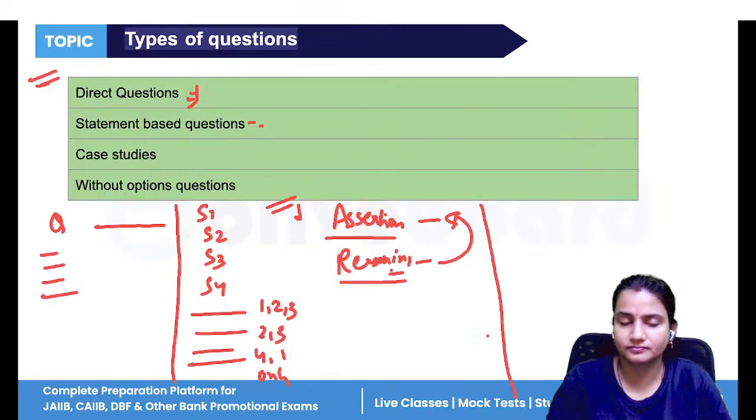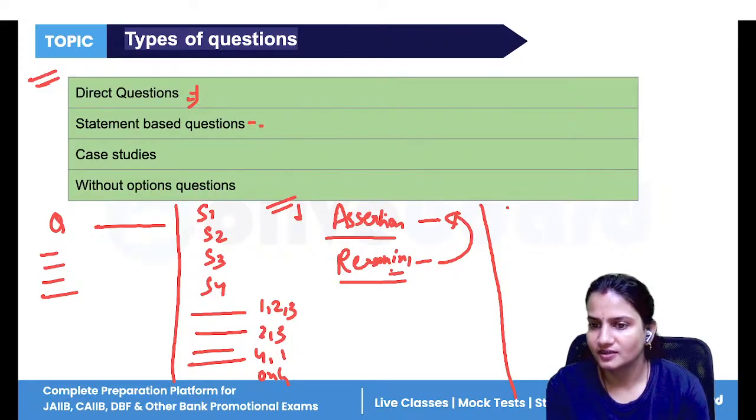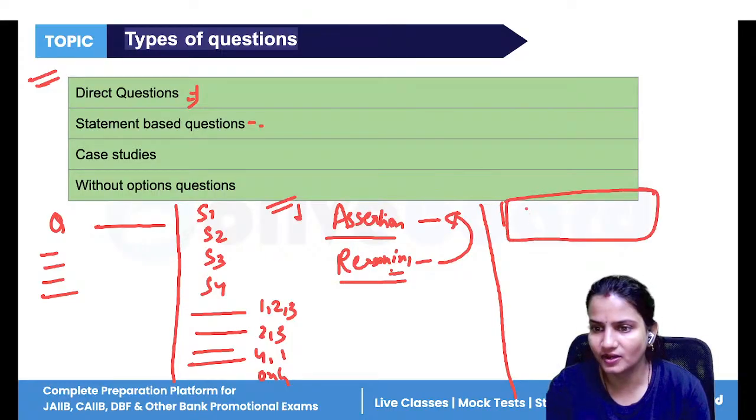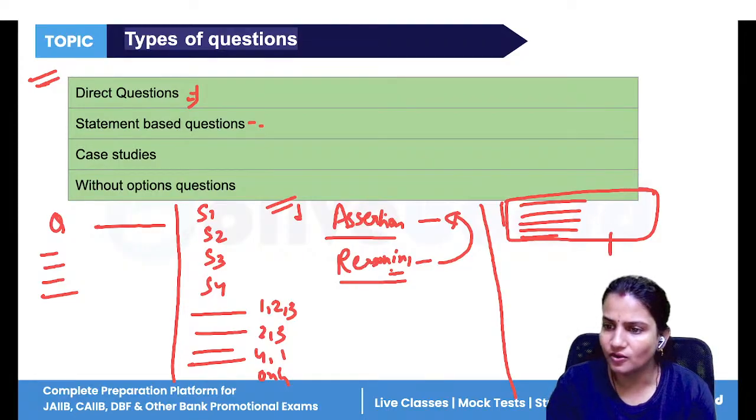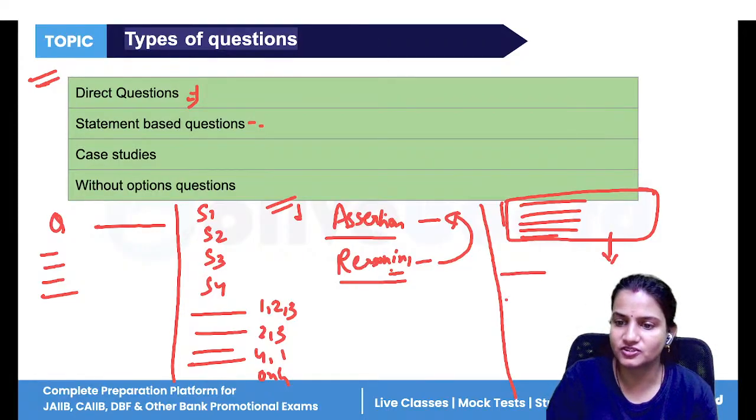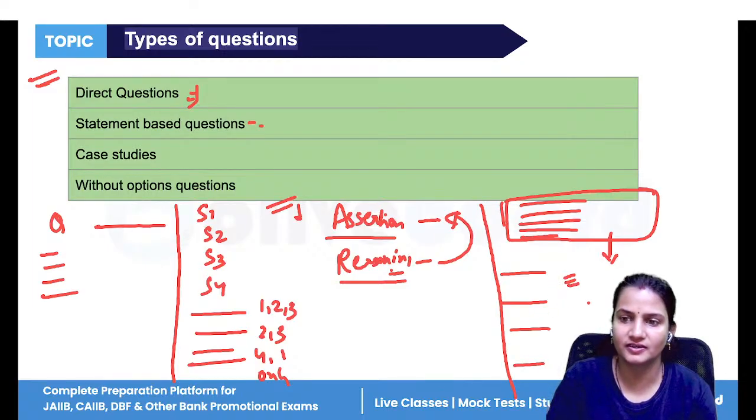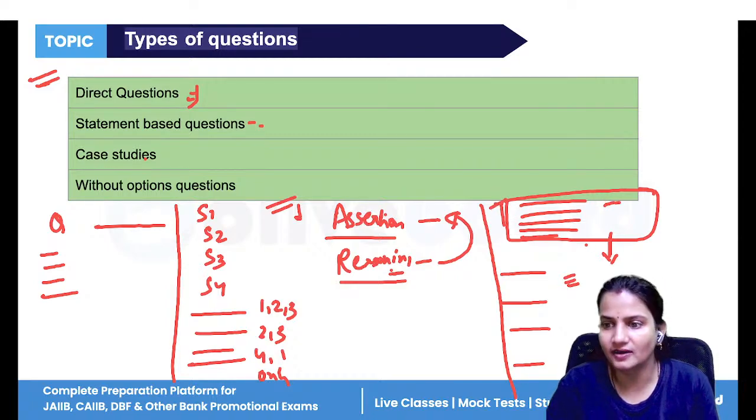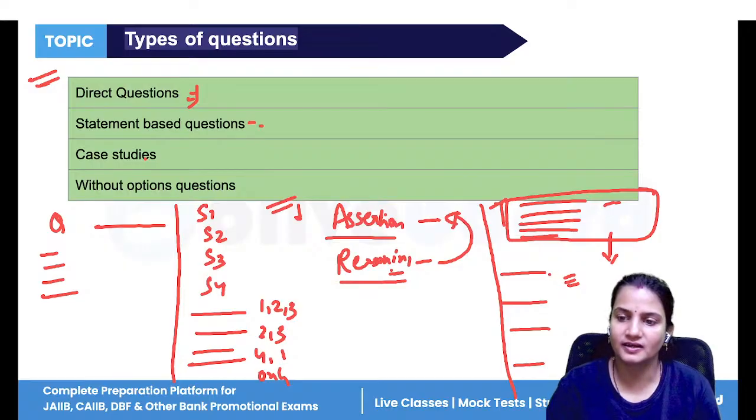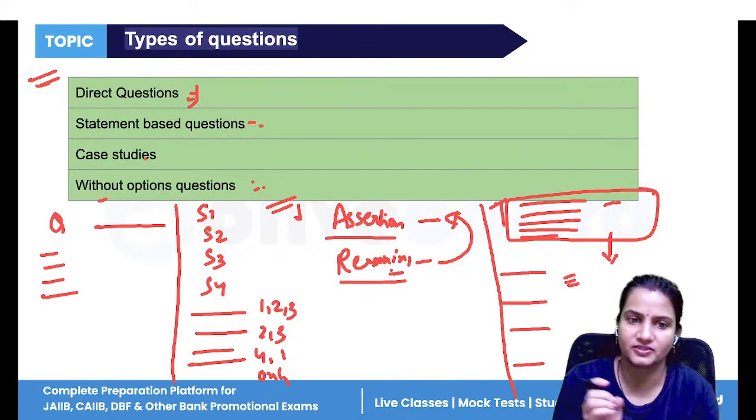Now, next we have case study questions. What are case study questions? Suppose a paragraph is given to you, a 6, 7, 8 line paragraph, sometimes a 3, 4 line paragraph. And on the basis of this paragraph, questions are put into your exam. One question with its 4 options, again the next question with its options. So this is a case study. You have to do an in-depth reading of this case study, and accordingly mark the correct answer.